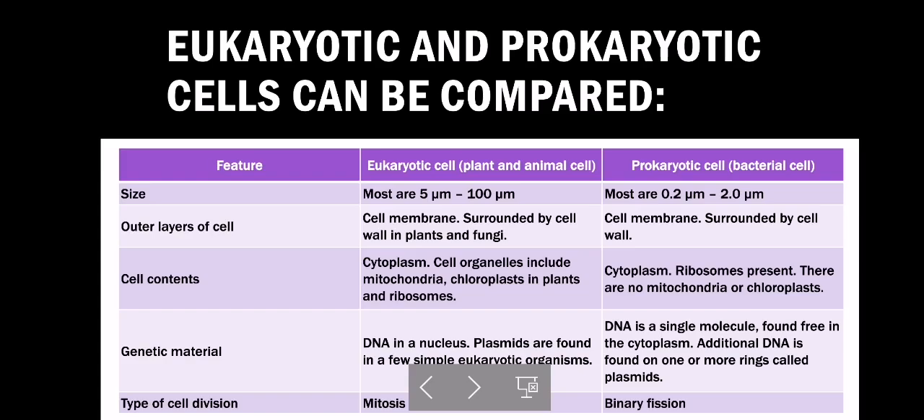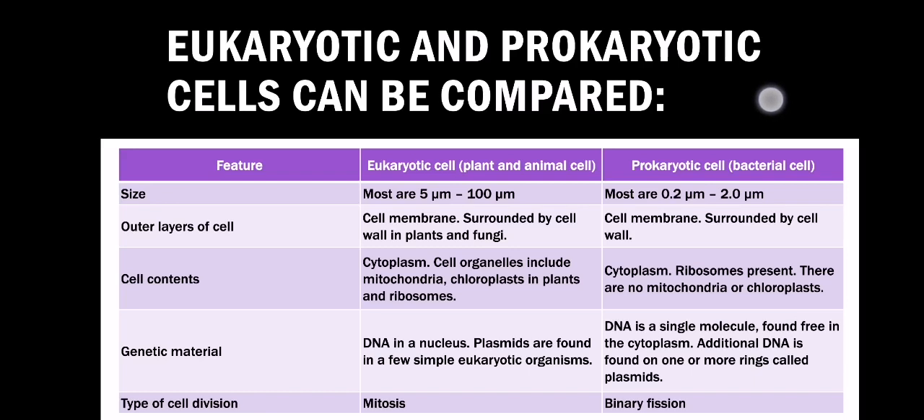Next, we have studied eukaryotic and prokaryotic cells, and we said plant and animal cells are eukaryotic cells and bacterial cells are prokaryotic cells. Now if you need a comparison of eukaryotic and prokaryotic cells, you need to remember the size, outer layers, cell contents, genetic material, and type of cell division. For the eukaryotic cell, most are 5 to 100, and for the prokaryotic, most are 0.2 to 2.0. It's really easy to remember.